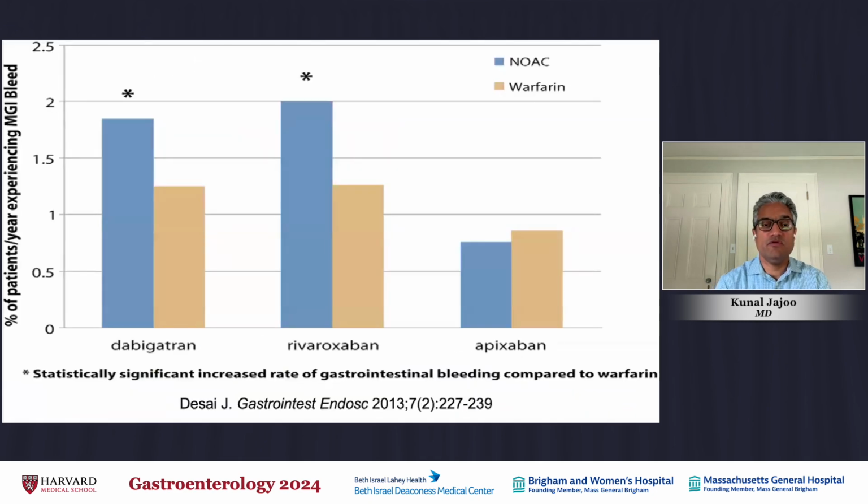These medications also have a bit of a differential when it comes to major GI bleeding, whereby dabigatran and rivaroxaban are more likely to be associated with major GI bleeding compared to warfarin, whereas apixaban is not statistically different from warfarin in terms of the major GI bleeding risk.